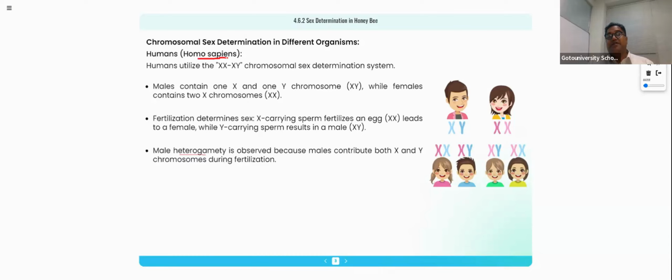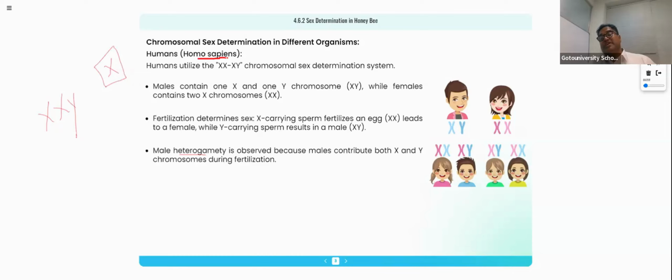The female heterogamy, they told no. Male homogamy, they told no. Klinefelter syndrome, they told with double X and Y. And then they have not told male homogamy for X, I can say like this. But in the board exam, they will ask.